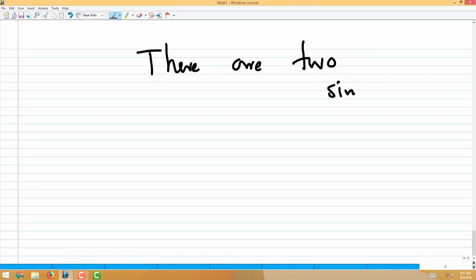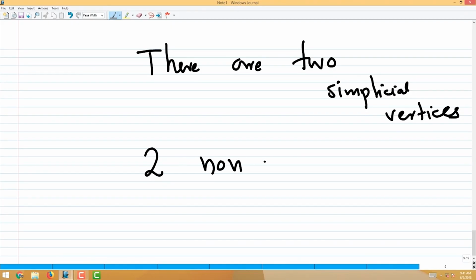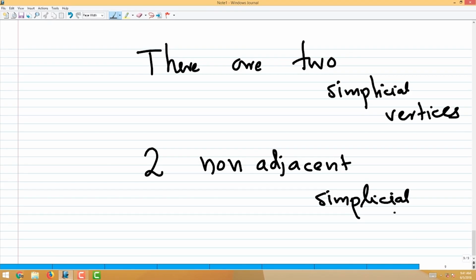Instead of one simplicial vertex, we will prove that there are two non-adjacent simplicial vertices. Not just one, two of them, and two of them such that they are not adjacent to each other.